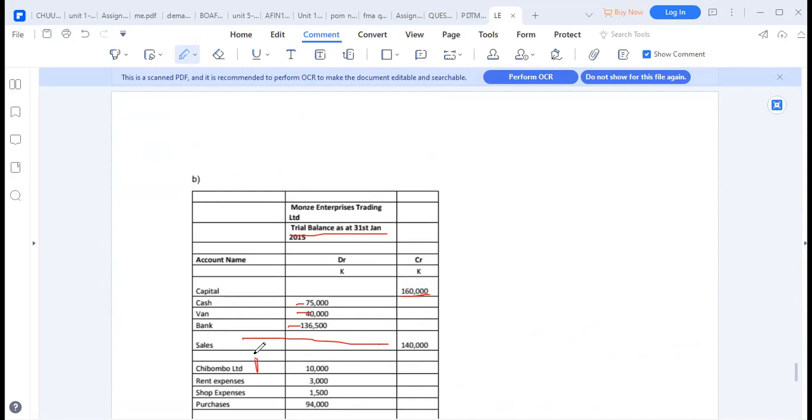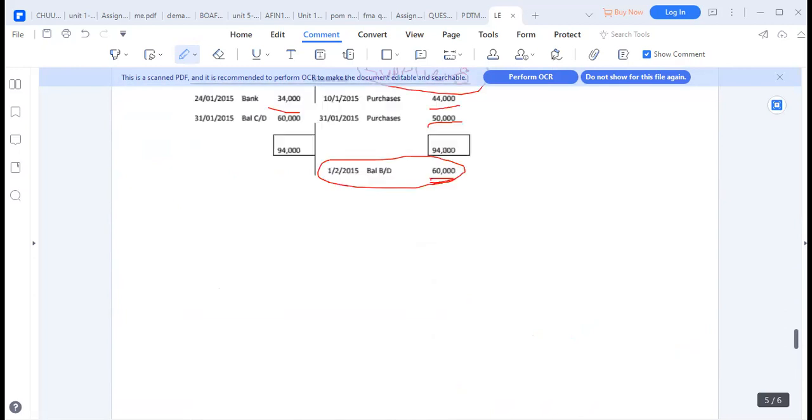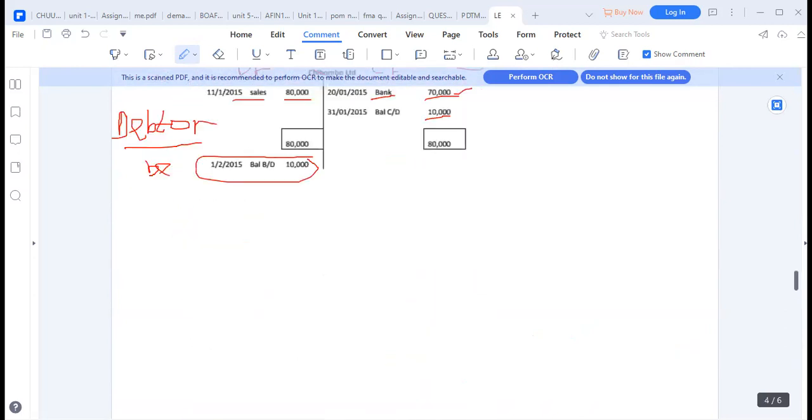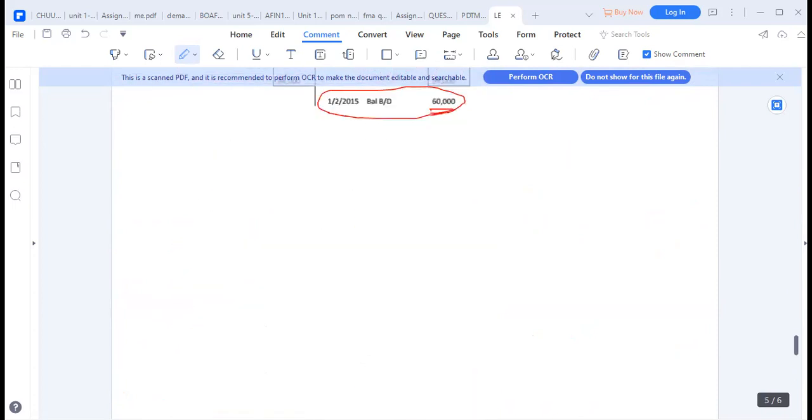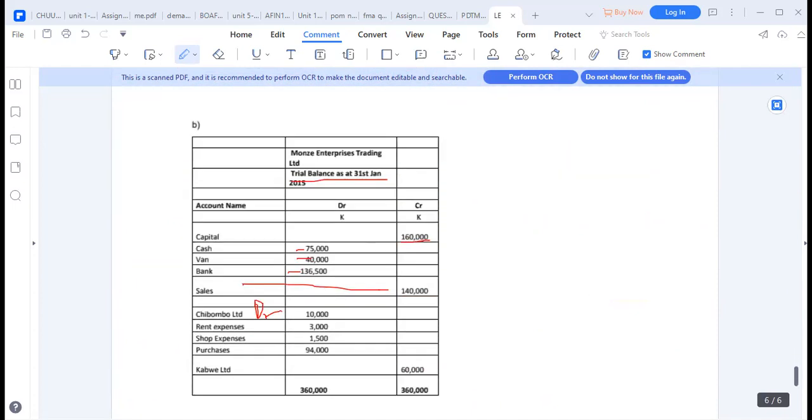Chivombo was our debtor, the 10,000 was on the debit side. Okay. Then we have also the rent expense, which is on the debit side, it's an expense. Even this other one is on the debit side. Purchases, they are on the debit side. Carbon Limited was our supplier, on the credit side.